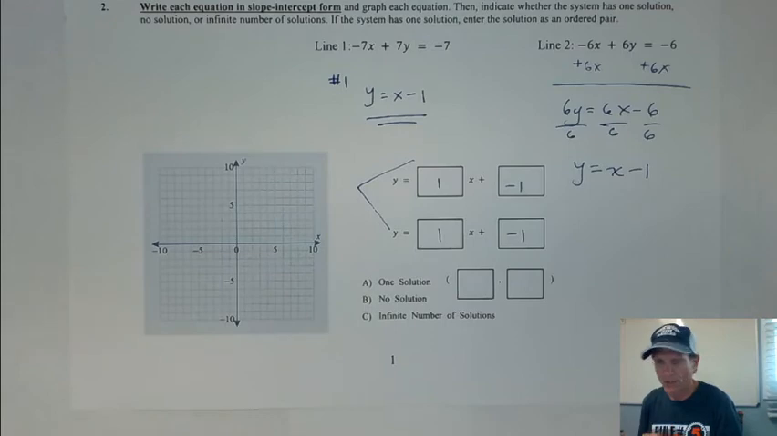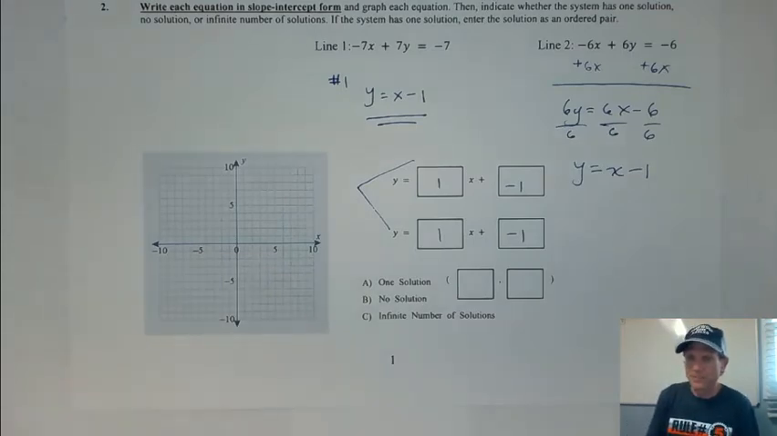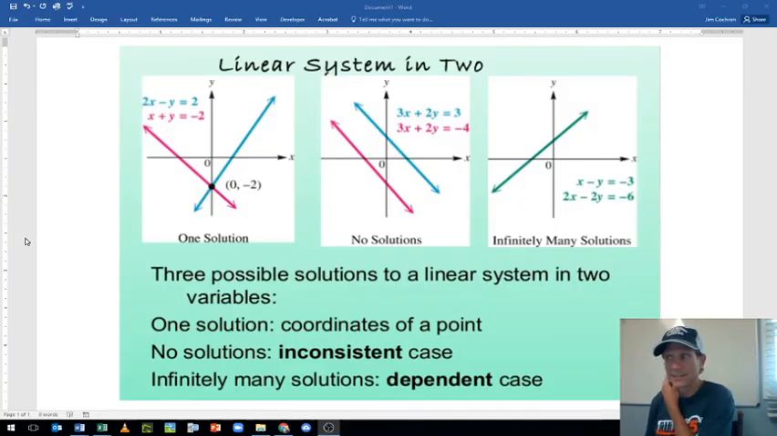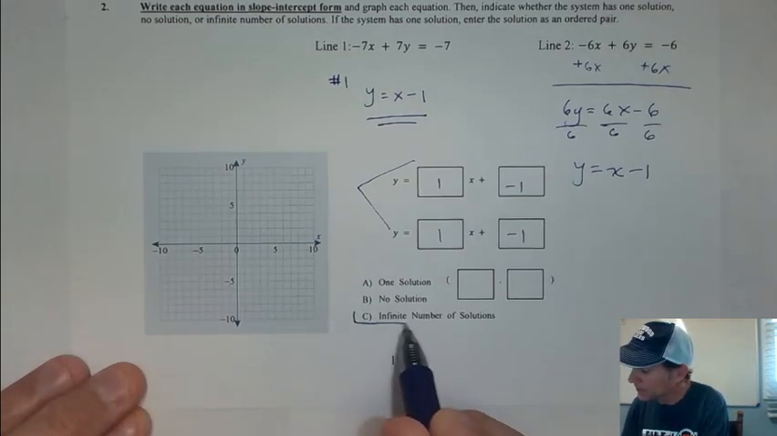Now we just need to know the vocabulary here, and remember the cases of the lines, which case it is here. Well, they're on top of each other because they're the same line. It's the dependent case, so there are infinitely many solutions. Okay, infinitely many solutions. So we would select C.